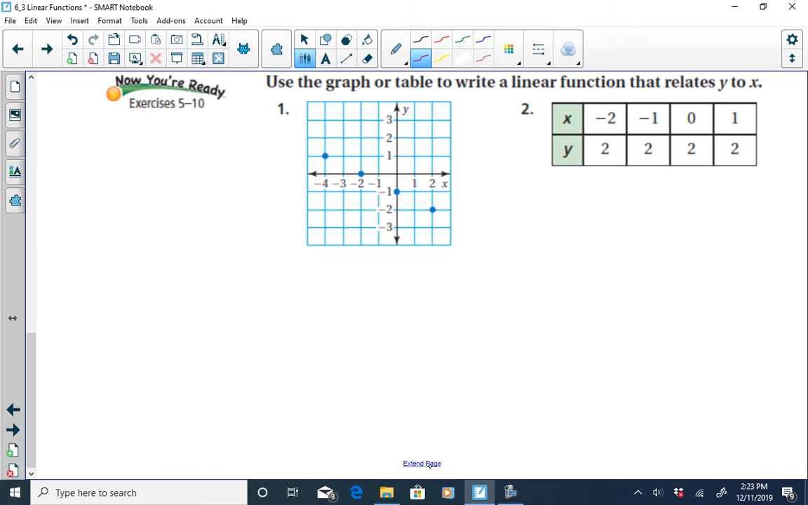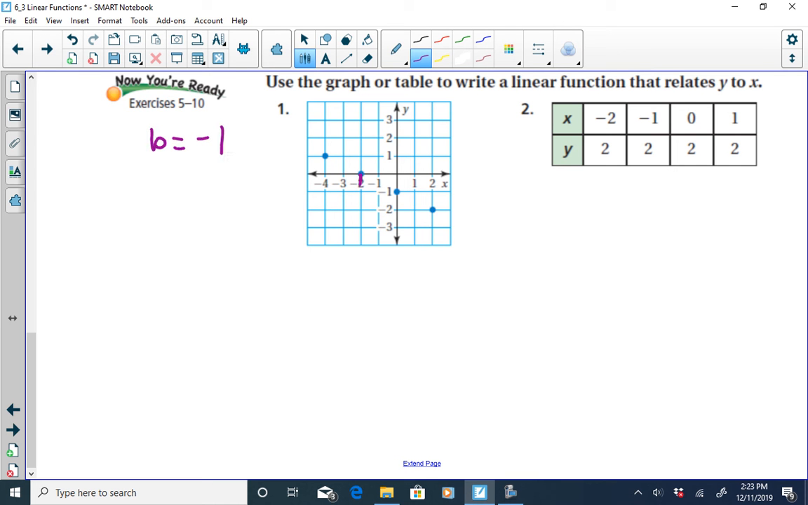All right. Let's try a couple more on our own. Once again, if we're using the graph, I like to start with our y-intercept. And where does that line cross the y-axis? Well, that line is going to cross the y-axis here, at -1. So our b is going to be equal to -1.